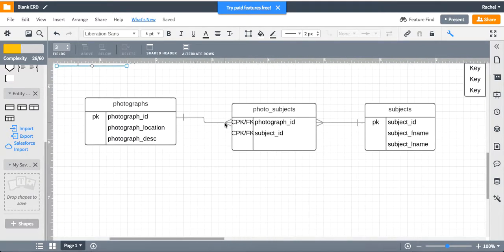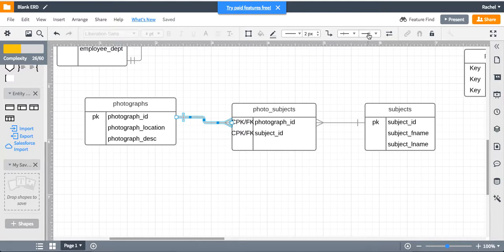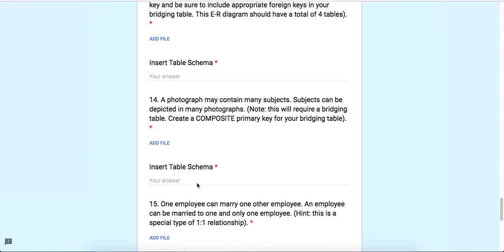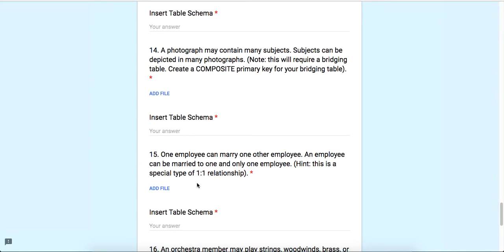And actually, if I want to be more specific here, I could get at the optionality, which I failed to do in my drawing of this. But because we're saying that photographs can depict many subjects, and subjects can be depicted in many photographs, that's giving us a hint that this is optional, this is not mandatory. So that's why we would leave this open here. I didn't take off points for anything along those lines. I was really looking for you having that relationship.